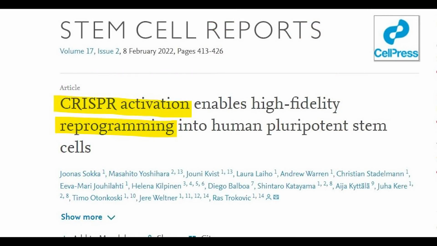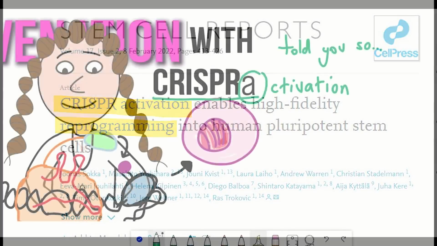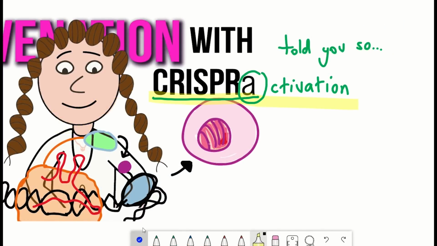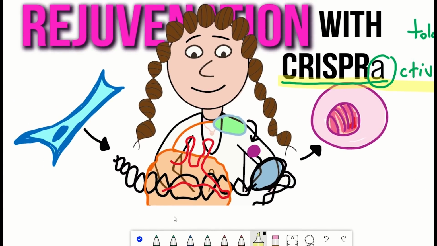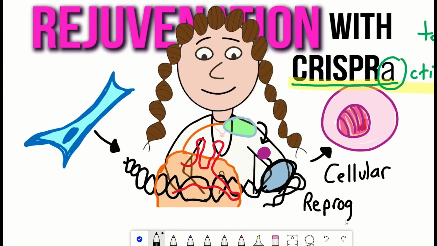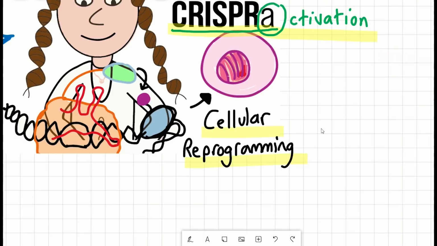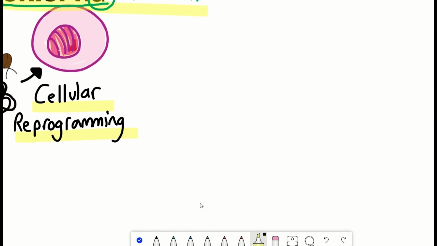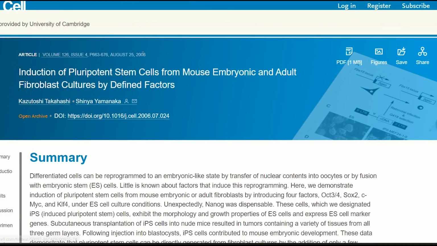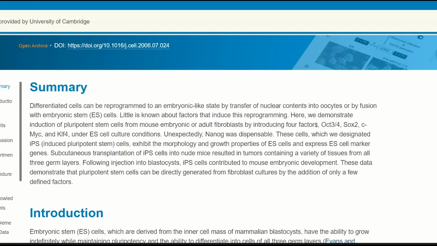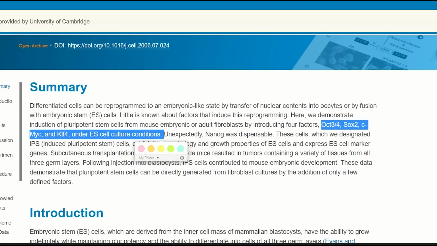CRISPR activation enables high fidelity reprogramming into human pluripotent stem cells, and a deep dive into CRISPR, CRISPR activation, and also cellular reprogramming. So firstly, before we go any further, let me explain what cellular reprogramming actually is. Let's go back to 2006, when Shinya Yamanaka published the now landmark study whereby the introduction of 4 factors, the Yamanaka factors, OSKM, when expressed in differentiated mouse cells, could reverse them to pluripotent stem cells.